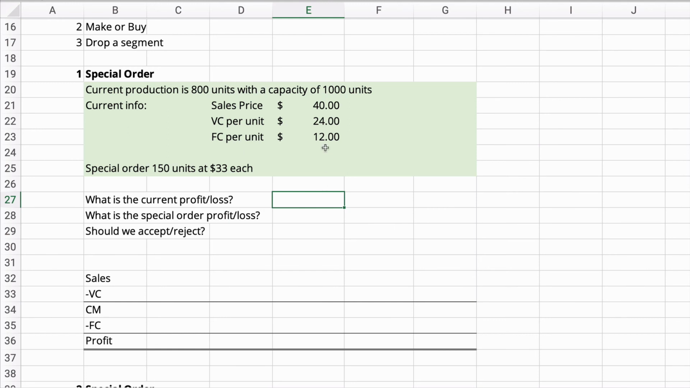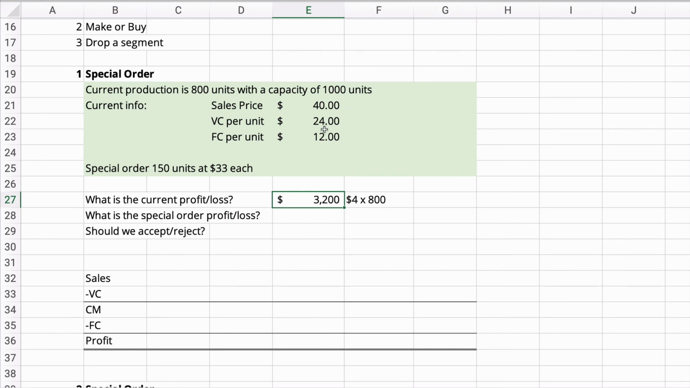Our current profit and loss, you can just do this as per unit. It is sales minus variable minus fixed. So our current profit or loss is going to be the 40 minus the 24 minus the 12, and that gives us $4 each. And then since we're making 800, we're going to take the $4 times the 800. So our total profit is $3,200. This is the $4 each times the 800. So $3,200 is our current profit.